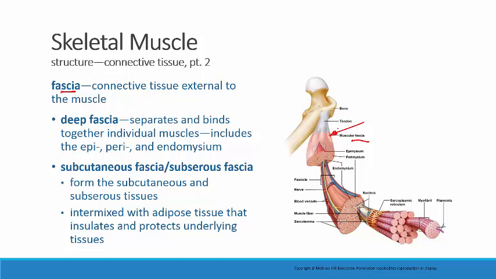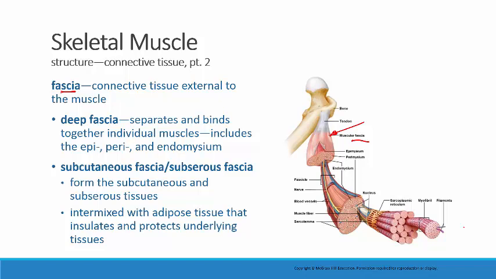So if we think about this is the brachialis muscle that they're showing, it's overlain by the biceps brachii, and so this deep fascia is what binds together the biceps brachii to the brachialis muscle.